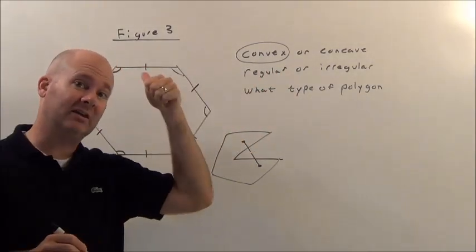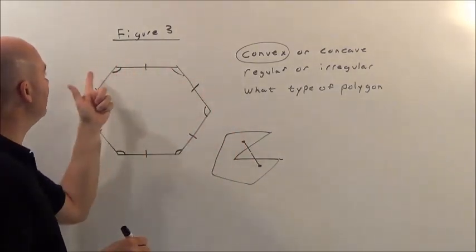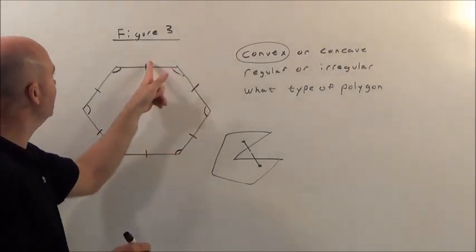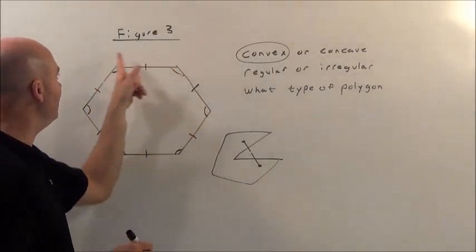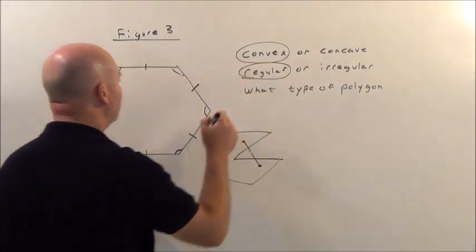So far it looks regular because every angle is exactly the same. Does it have every side the same length? Well, that's what this little tick mark on each one of them means. That means every side is exactly the same length. So this guy is a regular.